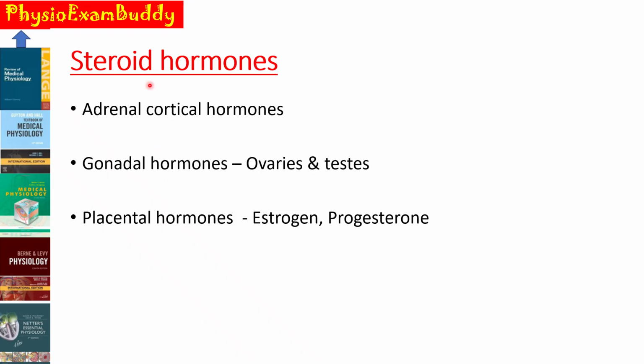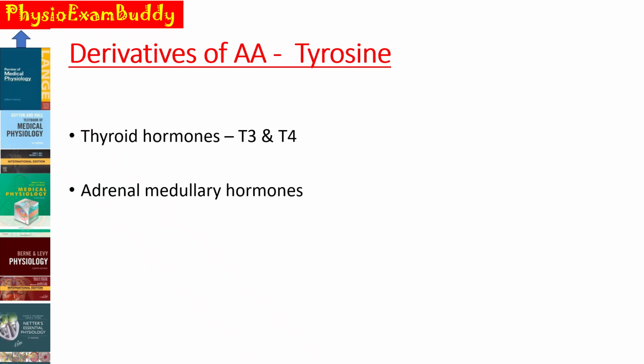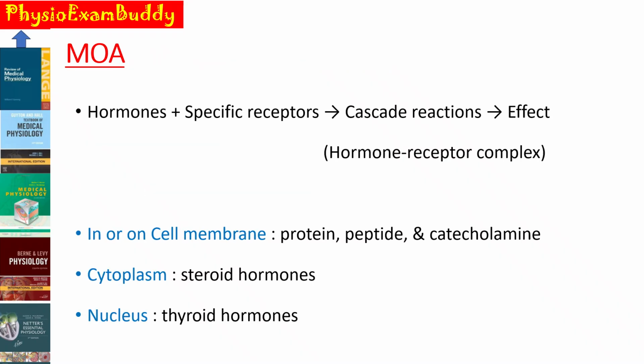The second class, steroid hormones, includes adrenal cortical hormones, gonadal hormones which are secreted from the ovaries as well as the testes, and again placental hormones including estrogen as well as progesterone. And the last class includes the derivatives of the amino acid, mainly tyrosine, which includes thyroid hormones, basically T3 and T4, and adrenal medullary hormones.